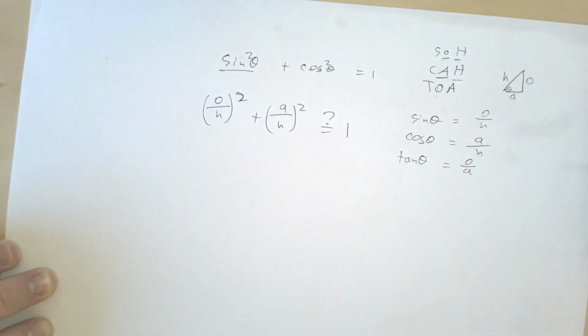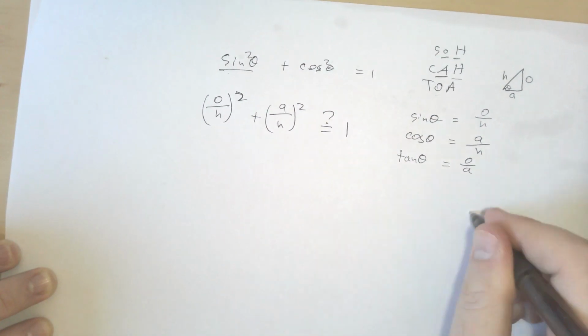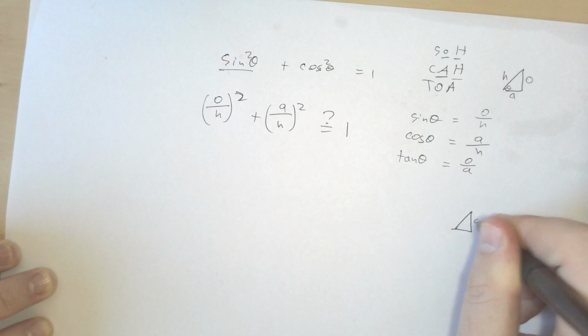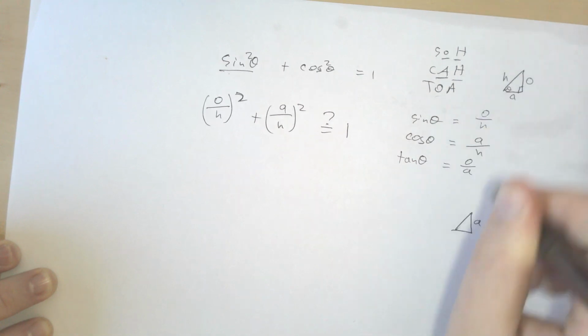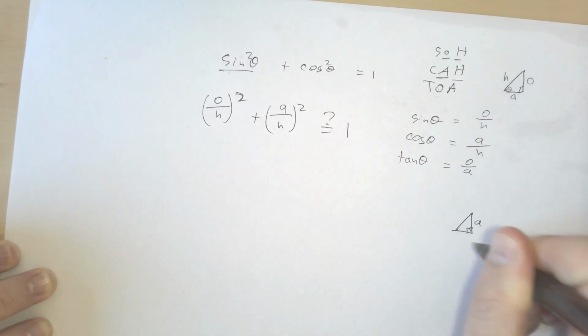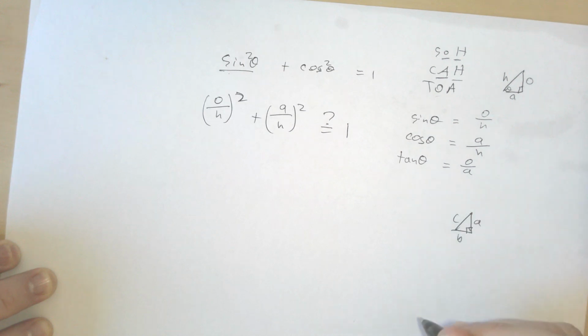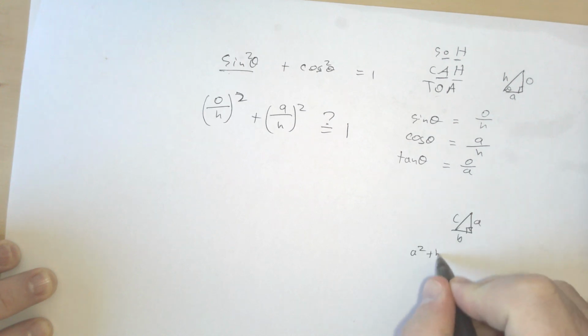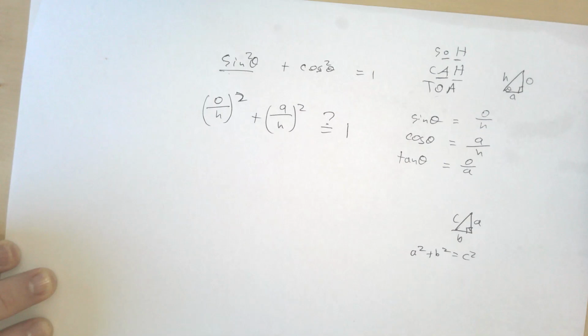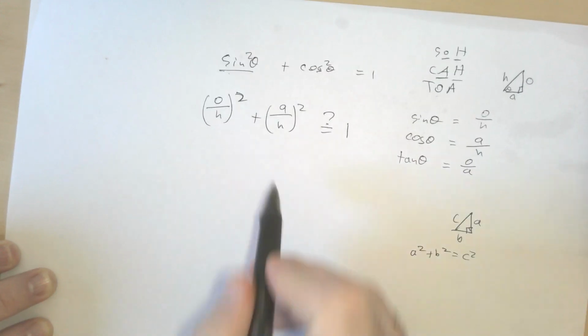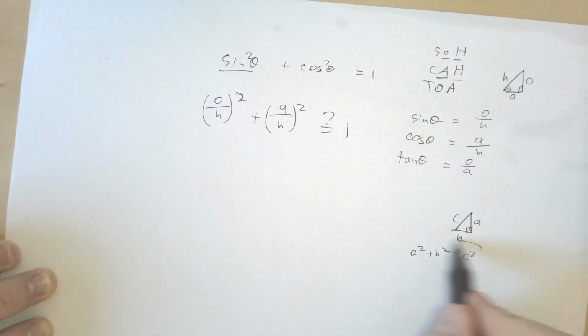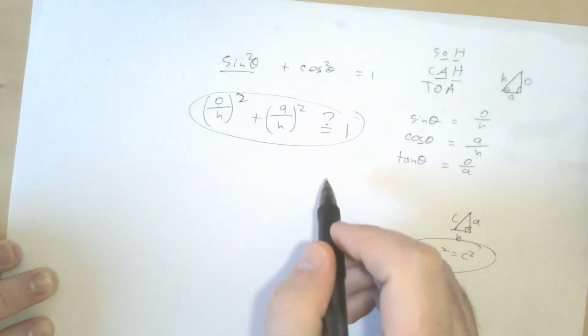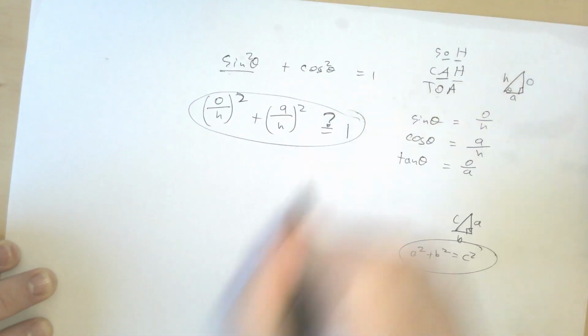If so, why? Let's review the Pythagorean theorem, where, again, we have a right triangle, just like this one. A, B, and the hypotenuse is C, right? A squared plus B squared equals C squared. Okay. Now we're going to connect this to this formula, and we're going to see if indeed this is supposed to equal 1.